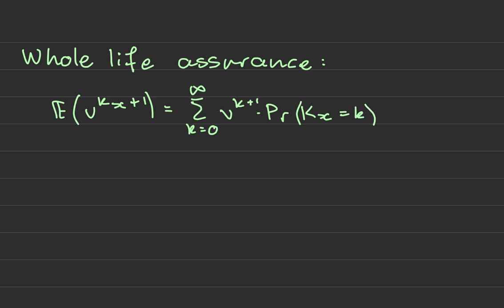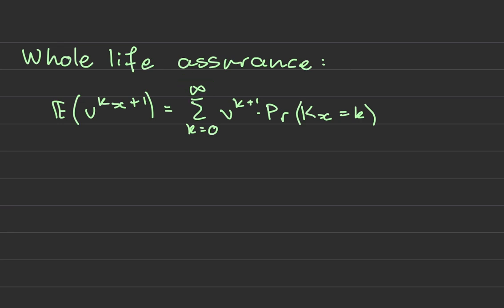So let's understand this. What I'm essentially saying here by summing from k equals 0 to infinity is that K_x can be any value between 0 and infinity. This person can die in 0 whole years' time, so they can have 0 whole years of life left, or they can have an infinite number of whole years of life left. Obviously that's not practical, but the probability for such large future lifetimes will be negligibly small. So we still take the sum to infinity.